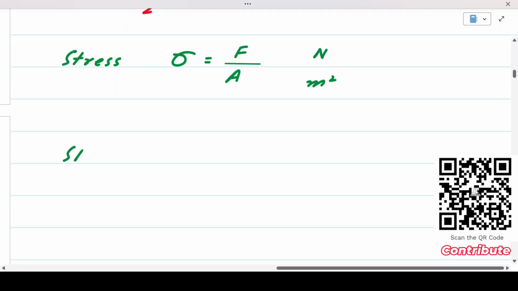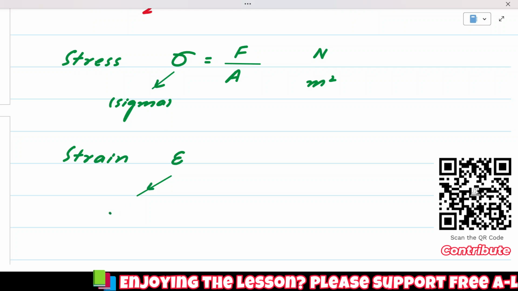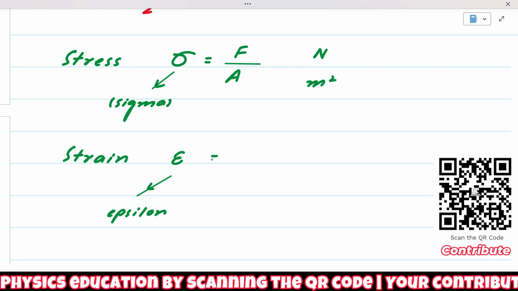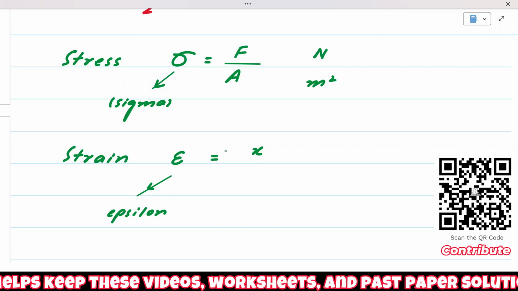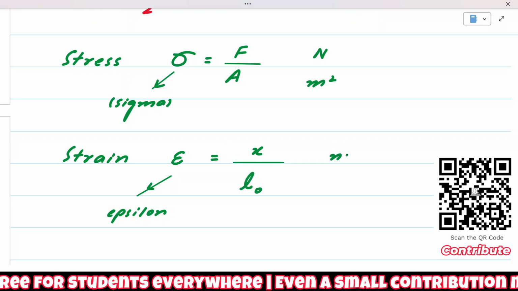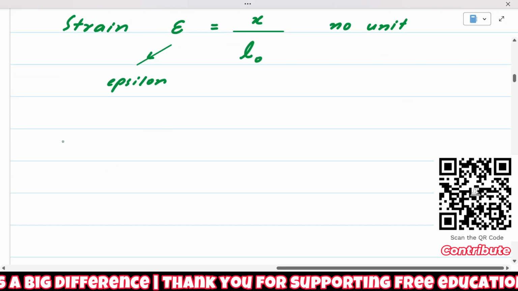Then we have strain. Strain is represented by the symbol epsilon. That's the name of this symbol, epsilon, and the previous one was sigma. And strain equals extension or compression over original length. It has no unit because both of them could be in meters or centimeters, and would cancel out.